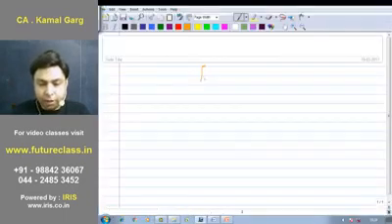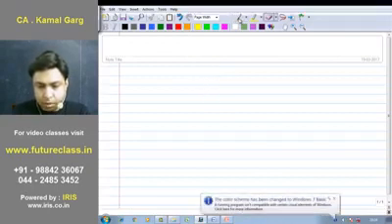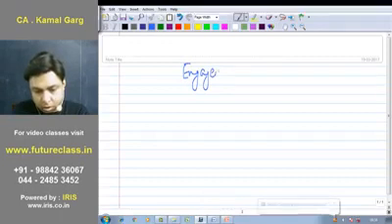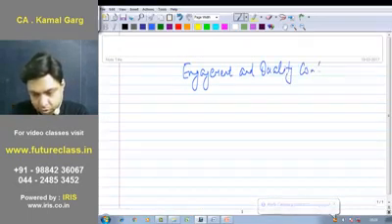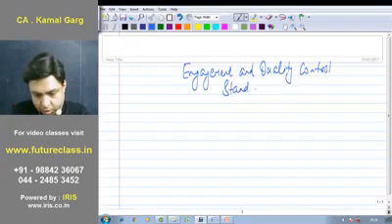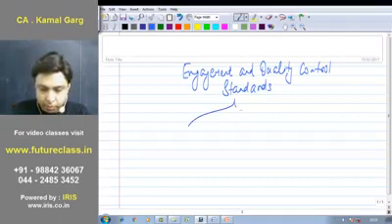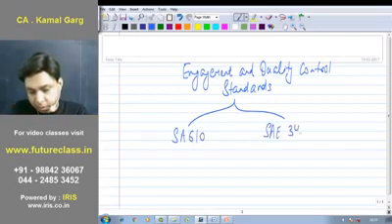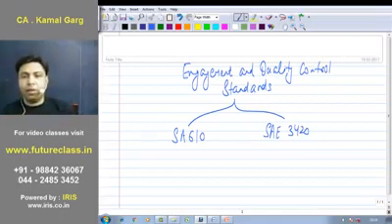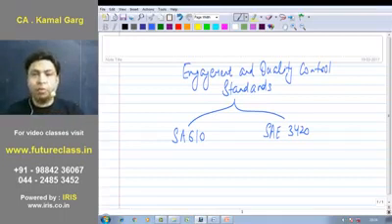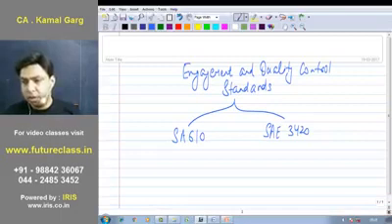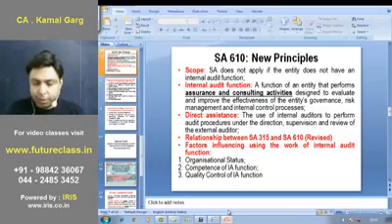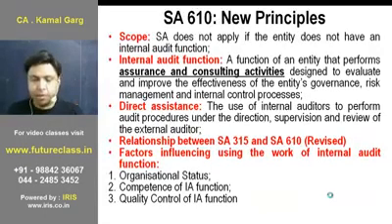As far as engagement and quality control standards are concerned, there are two amendments. Amendment is in SA 610 and then is SAE 3420. SA means, you know very well, standard on auditing, and SAE means standard on assurance engagement. So I will be discussing SA 610 first of all, then I will discuss SAE 3420 after this discussion of SA 610. So let us keep our eyes and ears on the forthcoming slide, that is SA 610.